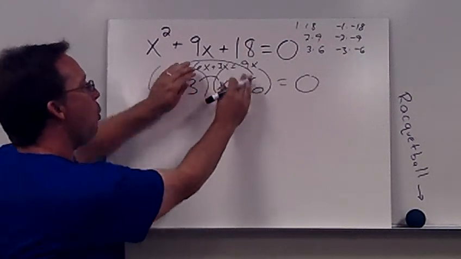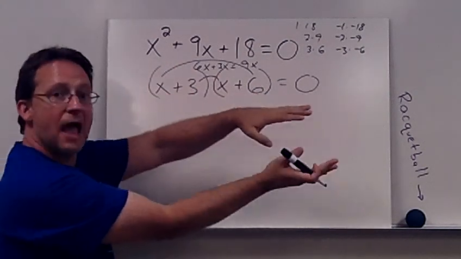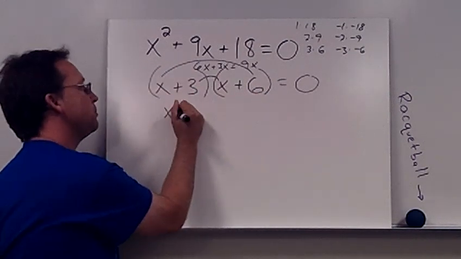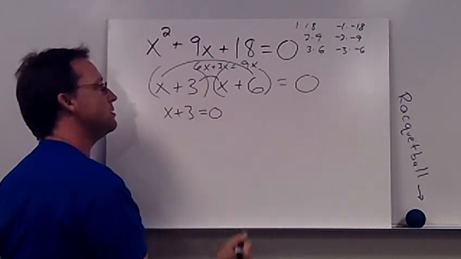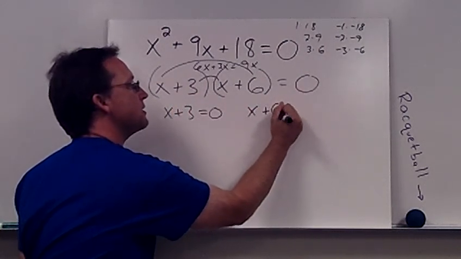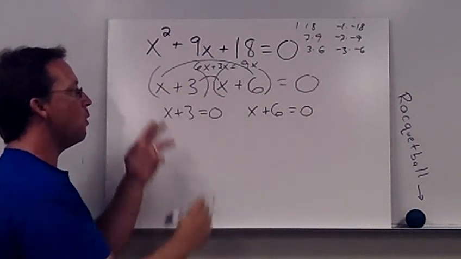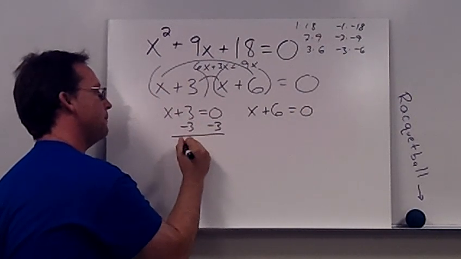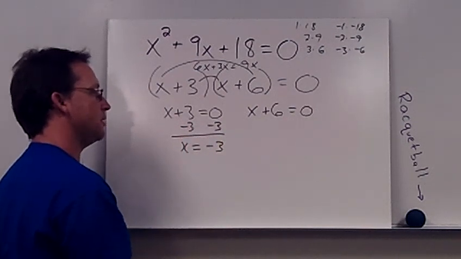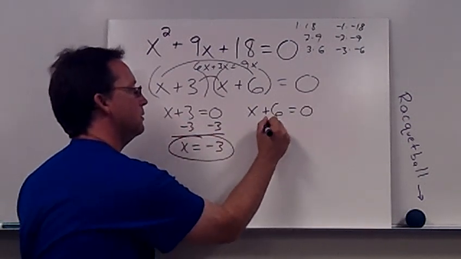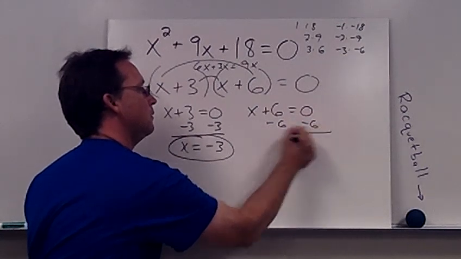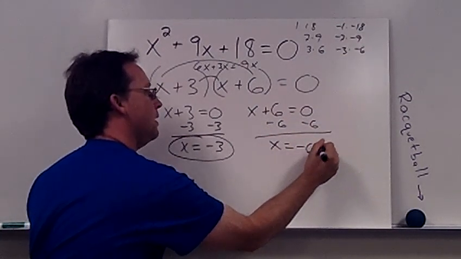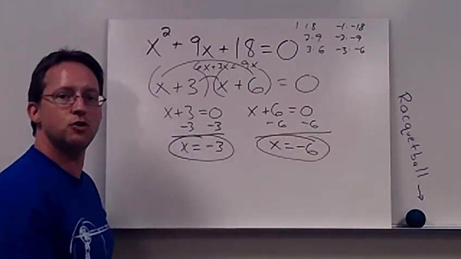We think, all right, one of these two factors has to be a 0. Either the x plus 3 has to be a 0, or the x plus 6 has to be a 0. One of these two factors is 0, and then we solve for x. Right? x could be negative 3. x could be negative 6. Those are my two solutions.